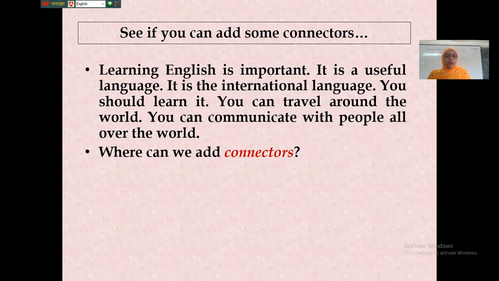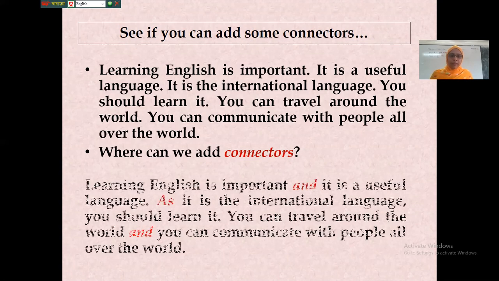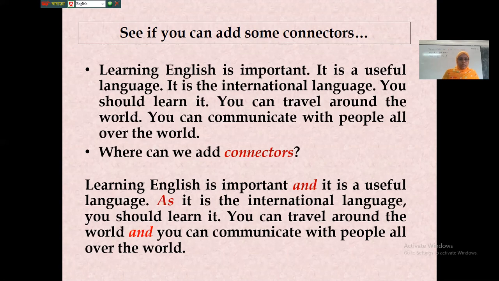Dear students, I want you to read this sentence carefully and sincerely, and then we answer this sentence. The students, the answer is: Learning English is important and it is a useful language. As it is the international language, we should learn it. You can travel around the world and you can communicate with people all over the world. The connectors answer is this: and, as, and.